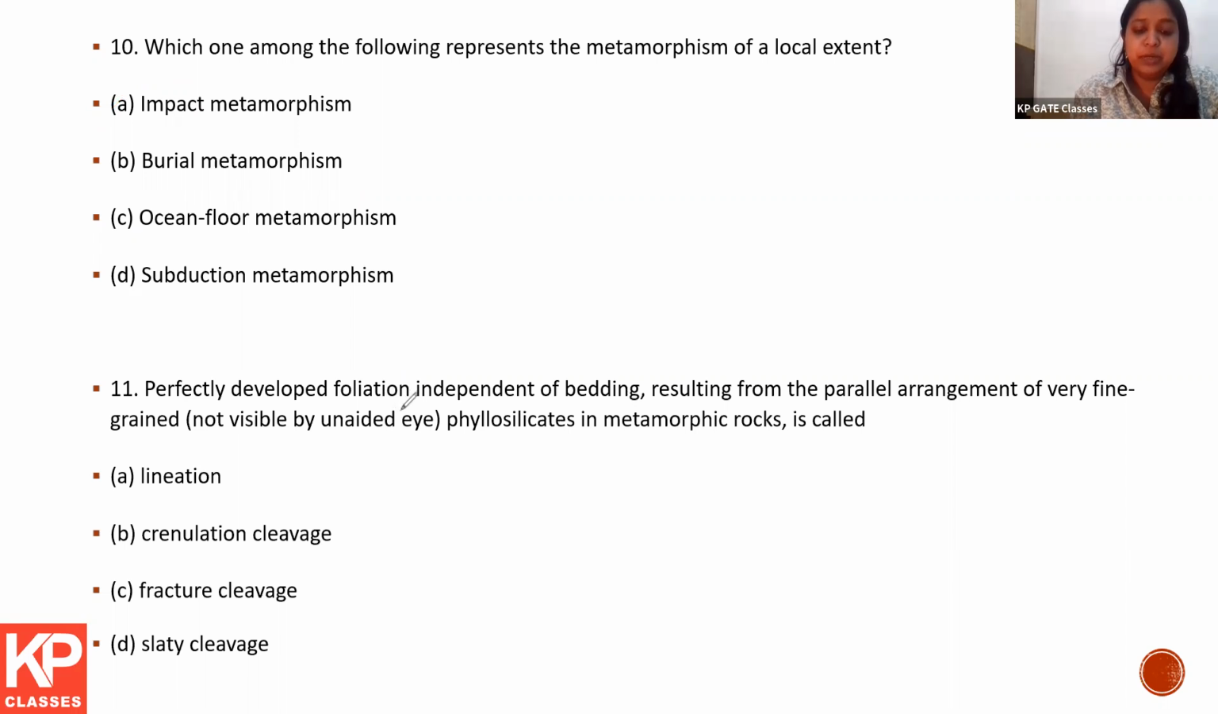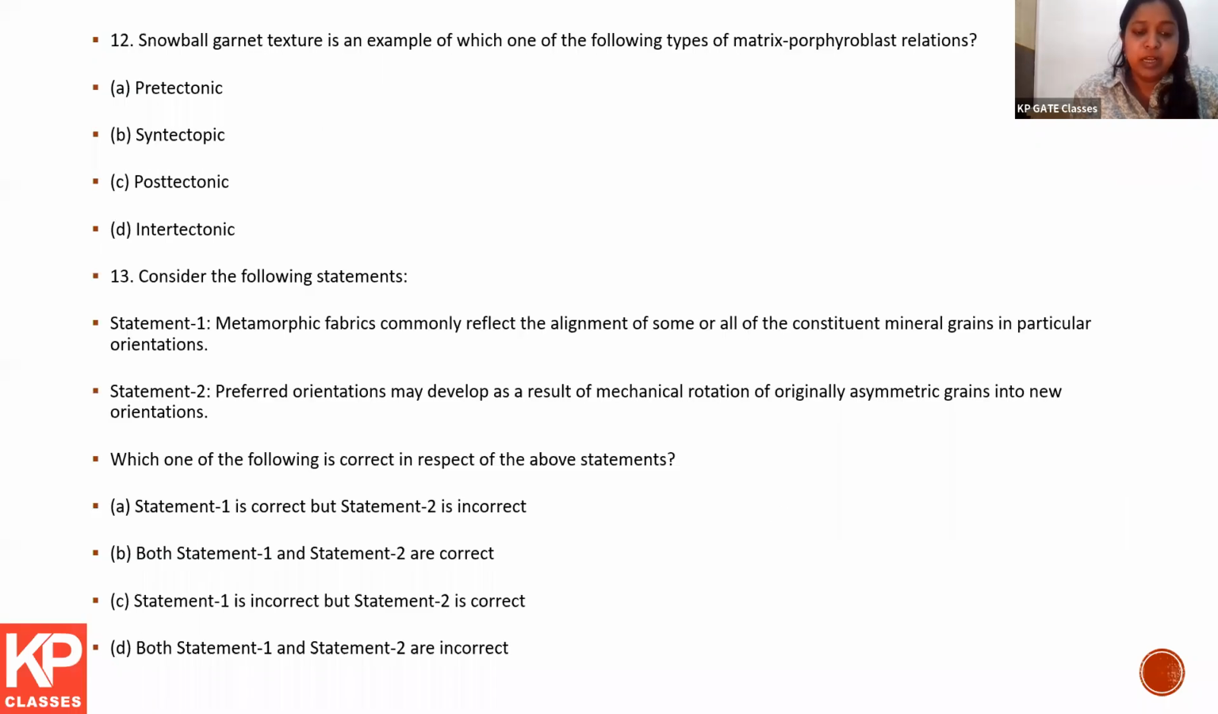Perfectly developed foliation independent of bedding, resulting from parallel arrangement of very fine-grained phyllosilicates in a metamorphic rock, is called slaty cleavage. Here they have mentioned it is very fine-grained, so it is not visible to unaided eyes. Phyllosilicates are there. So the answer is slaty cleavage. Let's go to the next one.